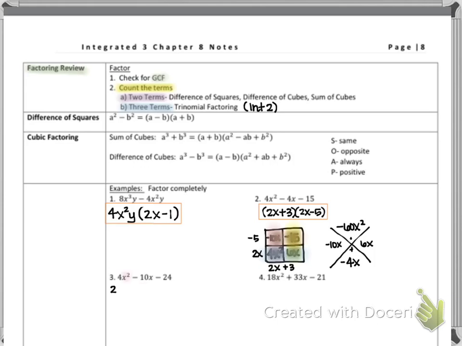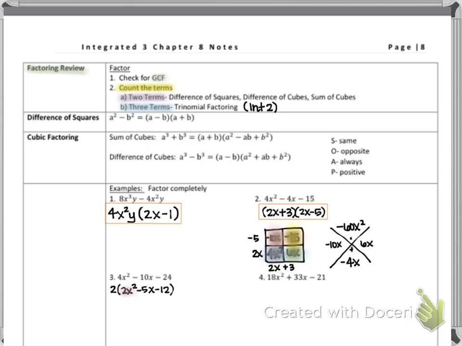Then take a look at the variables. We've got an x squared, an x, no variable, so can't take an x out. So open up a set of parentheses, do our division. So 2 goes into 4x squared, 2x squared times. We'll take a look at the 2 goes into negative 10x. That's going to be a negative 5x. And then the last one, 2 goes into negative 24. It's going to be negative 12. Okay, close the parentheses.